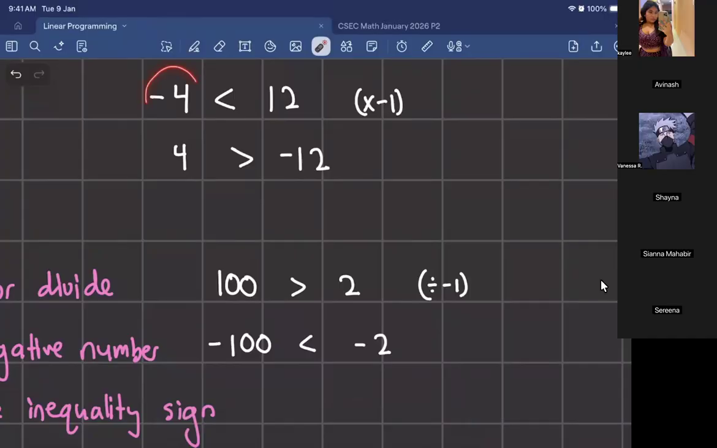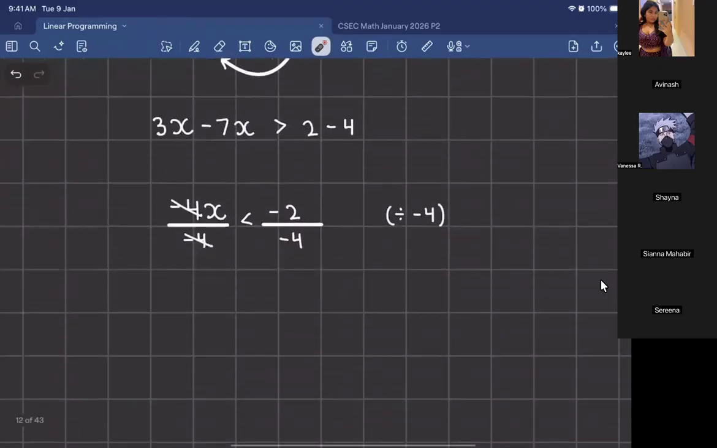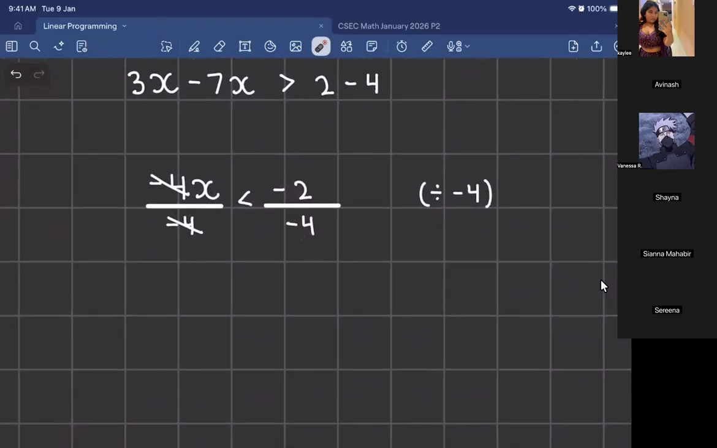So if this was negative 4, now it's going to be positive 4. If this was positive 12, I'm going to turn it to negative 12. So you see how it's switching around? That's the intuitive reason why. So anytime you multiply or divide by a negative, you change the sign. Right? So my next line is going to look like x is less.